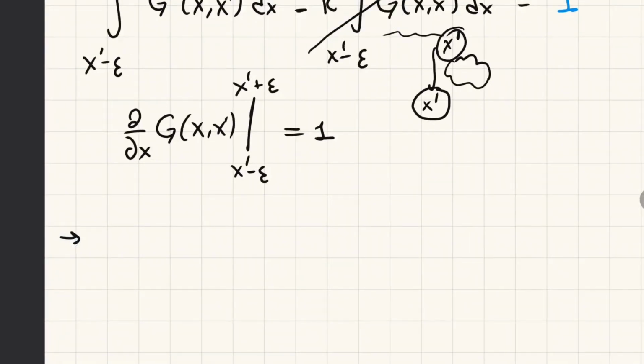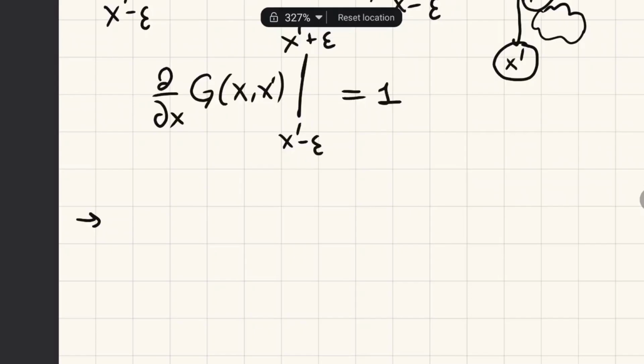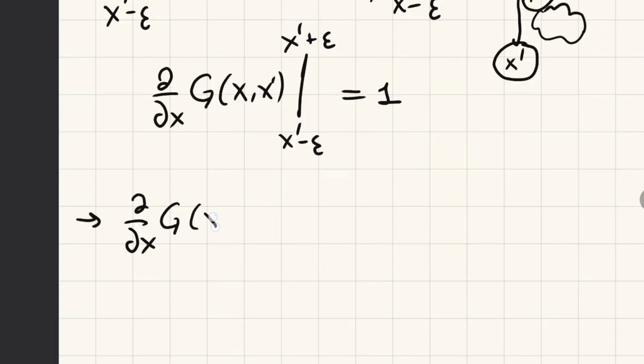Perfect. So from here, what are we going to get? Well, we know that evaluating this limit at this derivative is going to give us the function evaluated at x prime, but from the right. So it will be the derivative with respect to x of g evaluated at x prime from the right.